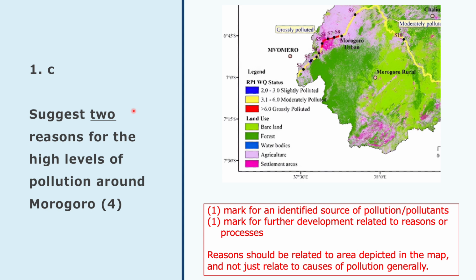And the second mark is about how well you develop that reason. Do you give a reason or a how for what is actually making this pollution get into the river? What are the specific processes that are causing it to happen? And again, it should be related to the map, so not something that's totally out of nowhere.